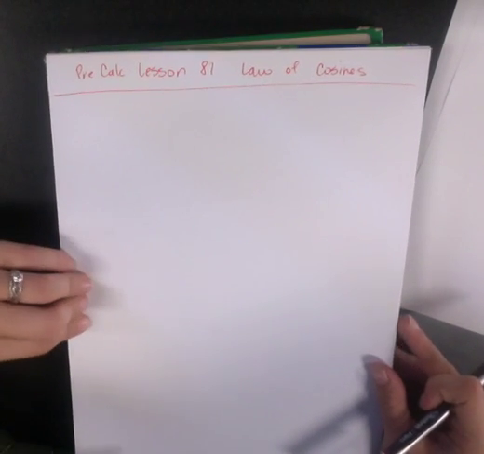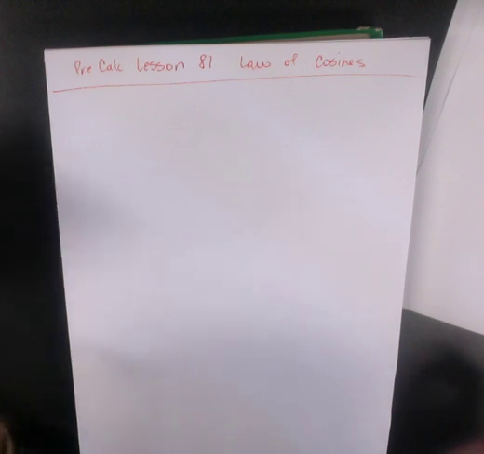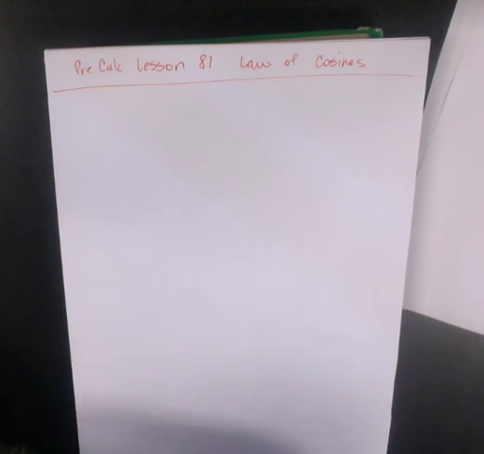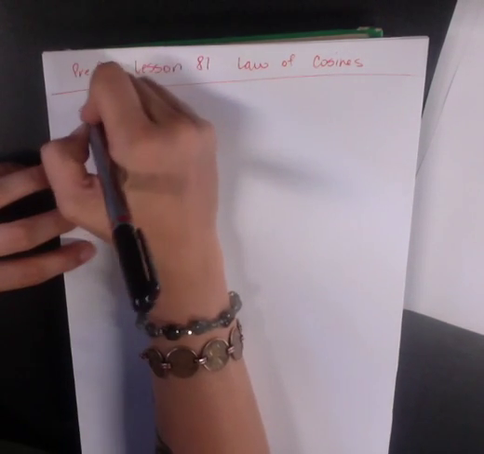Hello, pre-calcers. Today we have lesson 81, law of cosines. We just learned the law of sines a few lessons ago. Now we're going to learn the law of cosines. Okay, let's do a little bit of a backtrack.